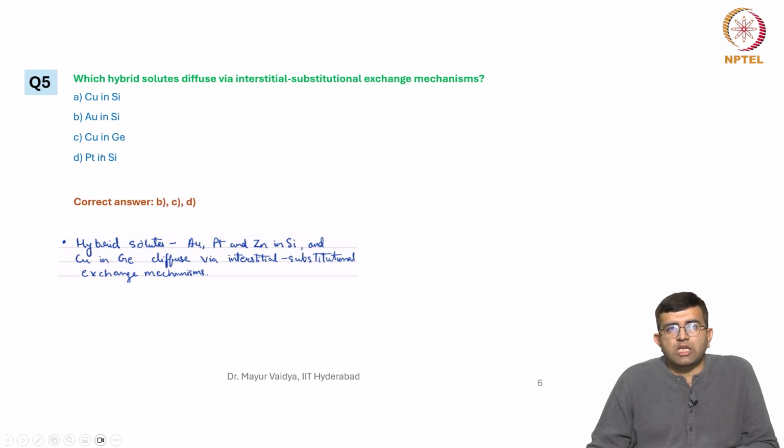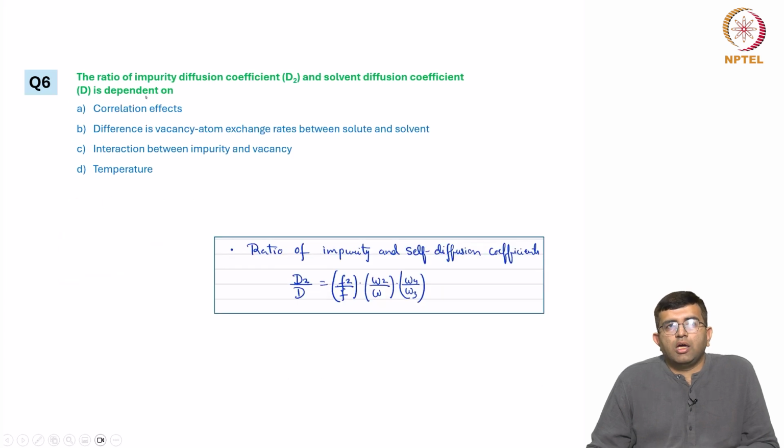So, that is B, C and D are correct. The question is, the ratio of impurity diffusion coefficient D2 and the solvent diffusion coefficient D is dependent on. In this case the answer got displayed first, but still you have to understand this expression to arrive at the correct options. So, the first option is the correlation effect. If you see this ratio of D2 by D, this is equal to F2 by F into W2 by W into omega 2 by omega multiplied by omega 4 by omega 3.